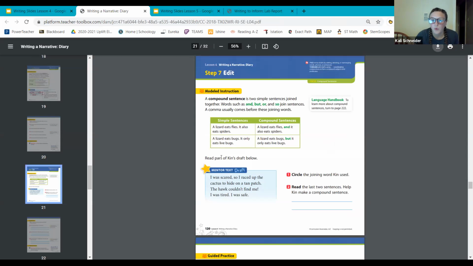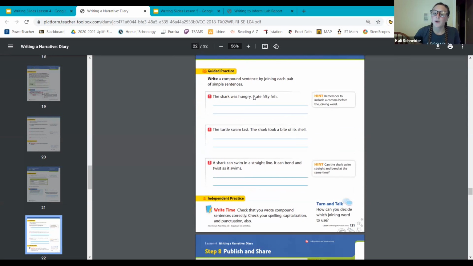I know we are on page 122 today, but we're going to look at page 120 first, just to refresh our brains about simple sentences, how they're about the same thing, and how we're able to make them into compound sentences. Our compound sentences use the words and, but, or, so to join sentences. A comma usually comes right before the joining word. That's going to be important for us to remember as we work through our guided practice today. So remember, we can use them to combine simple sentences to make them compound.